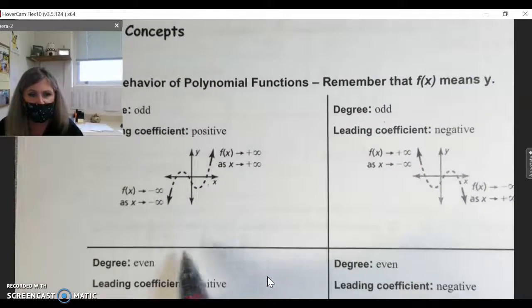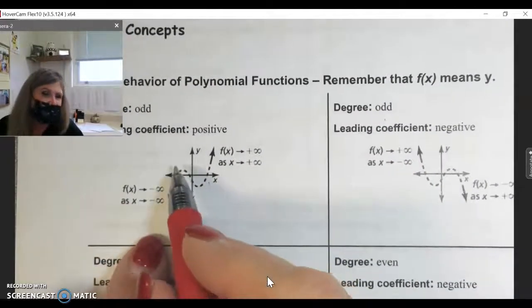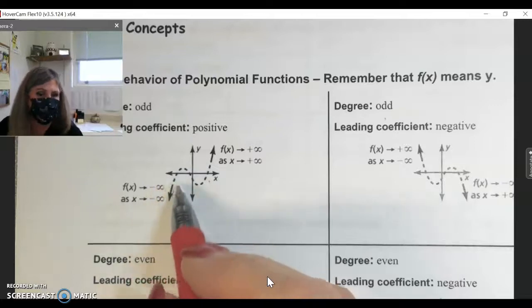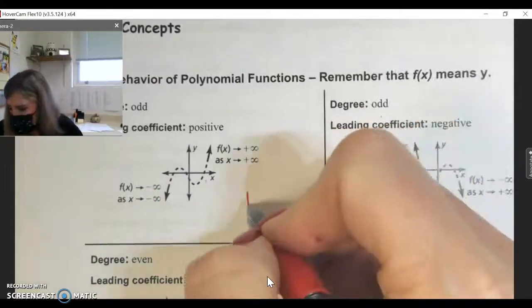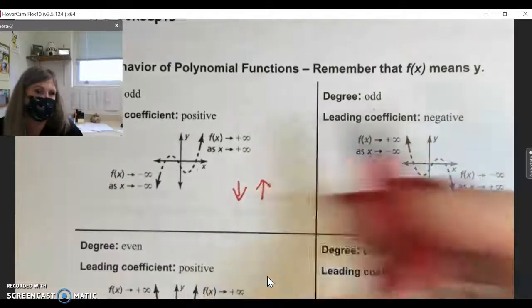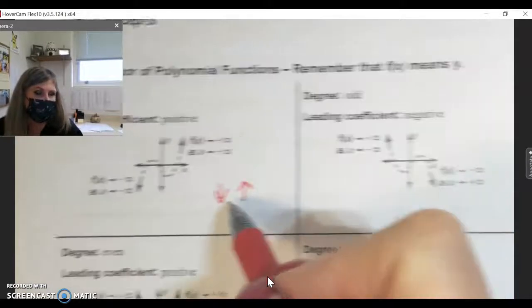Here's another way we can put this. What happens at the end down here? Are we going up or down? So this would be a down-up function at the end. Okay?